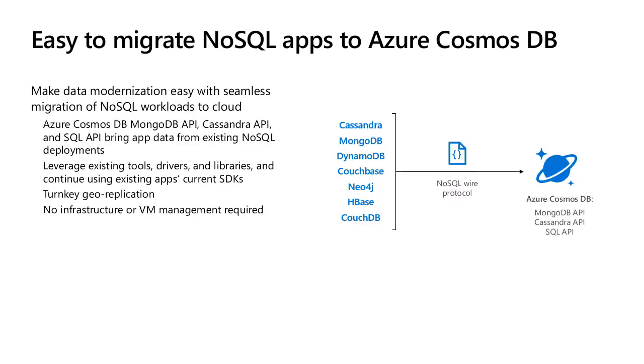You can also migrate NoSQL apps to Azure Cosmos DB quite easily. You can make data modernization easy with seamless migration of NoSQL workloads to the cloud. You may have, for example, an on-premises NoSQL database running on Cassandra, MongoDB, Dynamo, Couchbase, or anything. And using the NoSQL wire protocol, you can actually migrate all of that to Azure Cosmos DB. You can leverage existing tools, drivers, libraries, and existing apps.